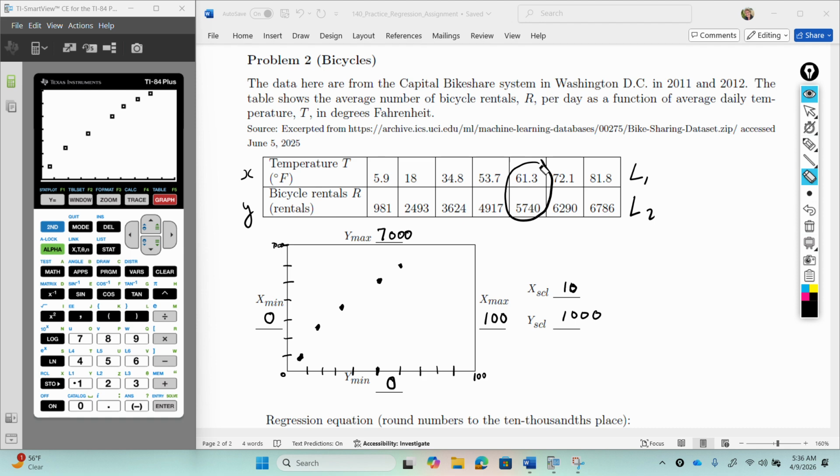Okay, nearly there. This pairing 72.1, 10, 20, 30, 40, 50, 60, 72.1, about there, and 6290, so just above 6,000. And then finally, 81.8. So there's 80. 81.8 is about there. And 67.86, very close to that. Look at how good that is. That is really good for freehand.